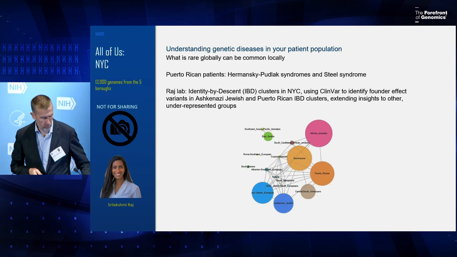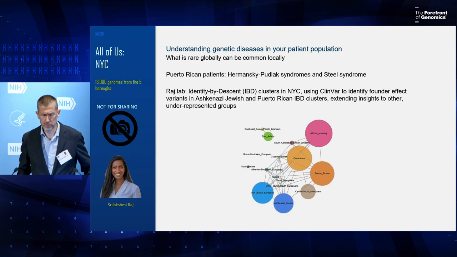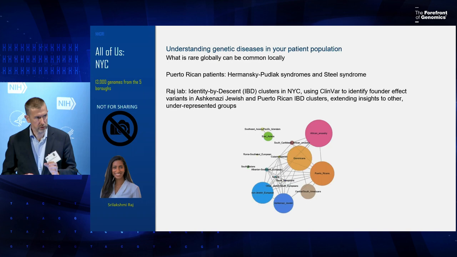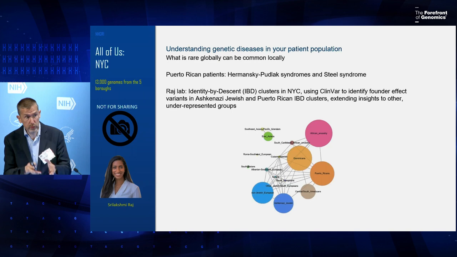Likewise, a child comes in with Puerto Rican ancestry who has short stature, skeletal dysplasia. The first thing I think of is Schimke syndrome. So founder effect mutations, variants that cause disease that are enriched in a population that you serve in your health system, you need to know about.